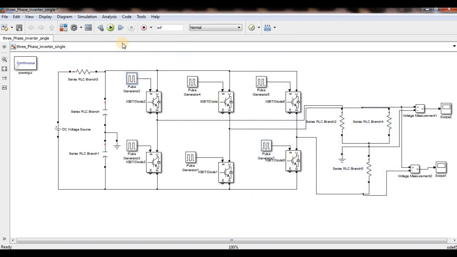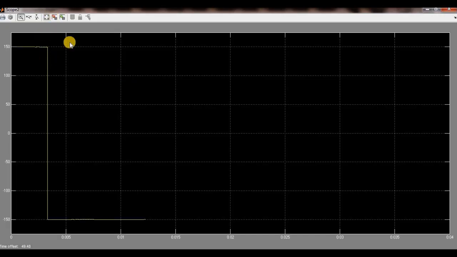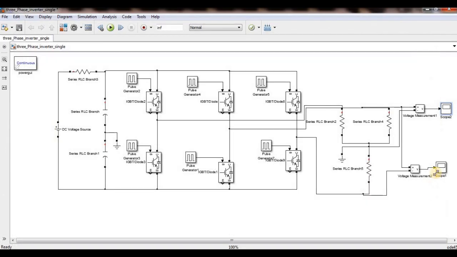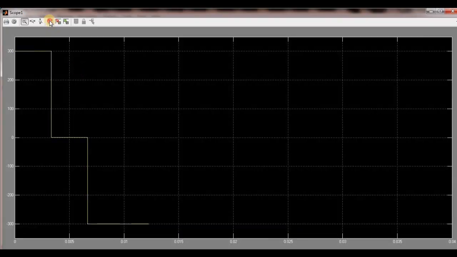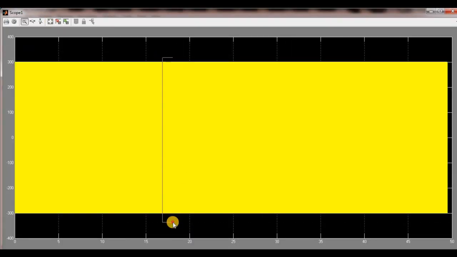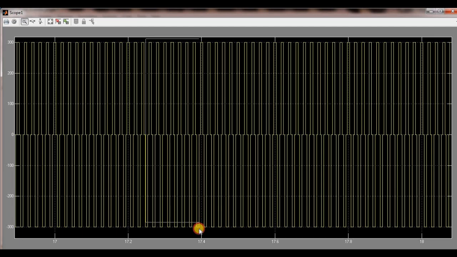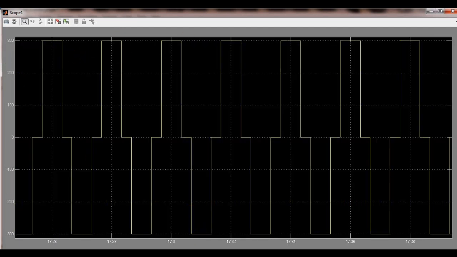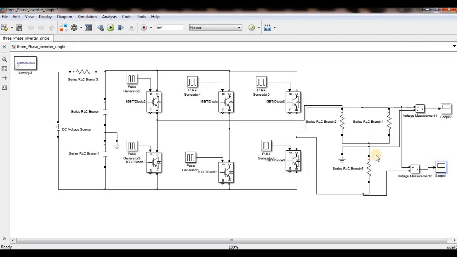Before that I am not running. Before that, see, this is what we are calling the phase voltages. This is the line voltage. I will show the line voltage once. See, this is the line voltages. Up to 300 I am getting for star and ground.